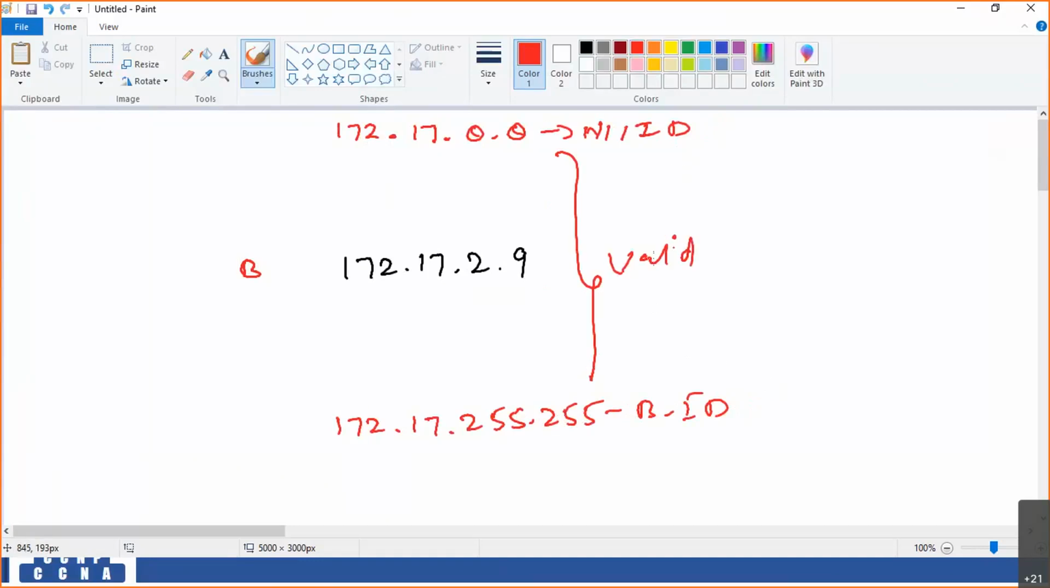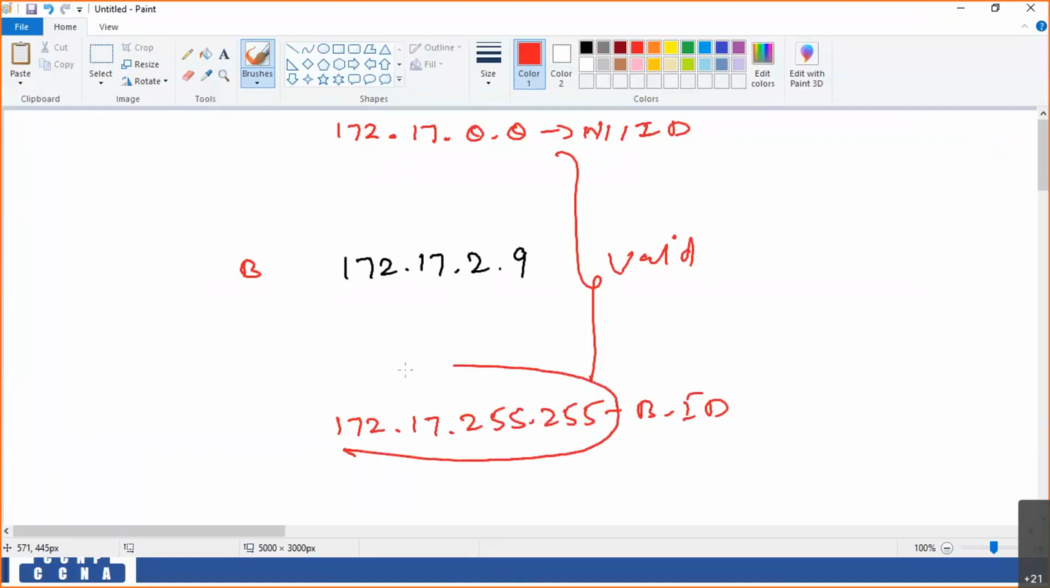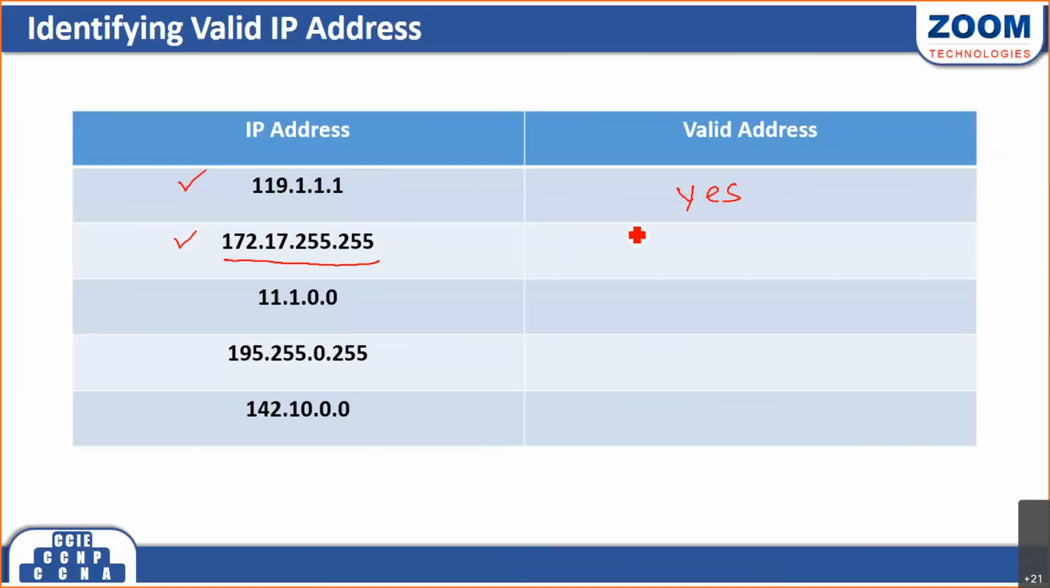Same question I have asked here: 172.17.255.255, is it a valid IP address? No. But just before you say yes, that is what we need to understand here actually. So it is not a valid IP address. Is it a broadcast ID of class B? Answer is no.